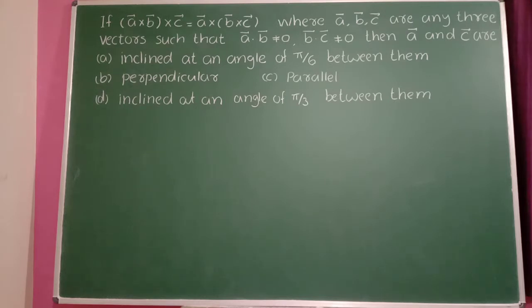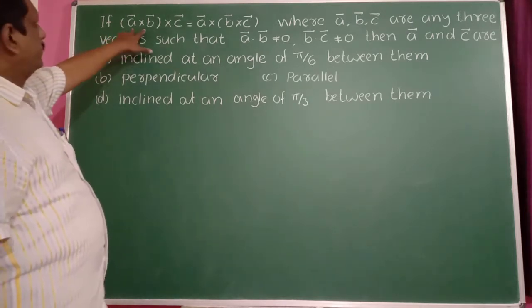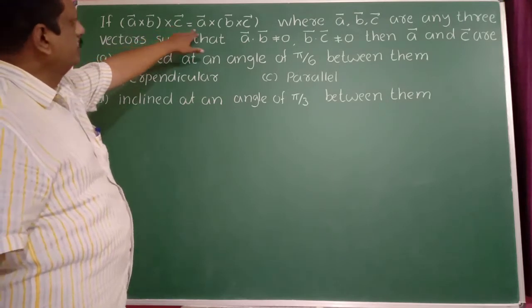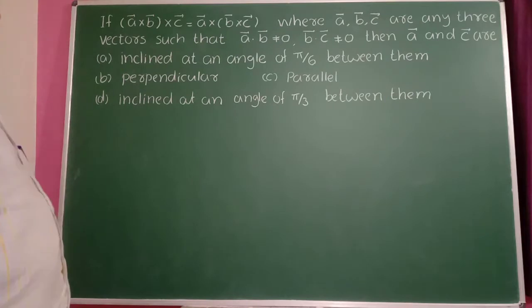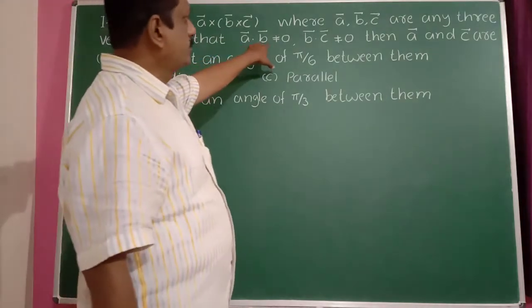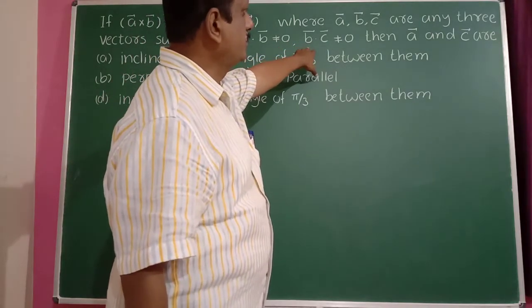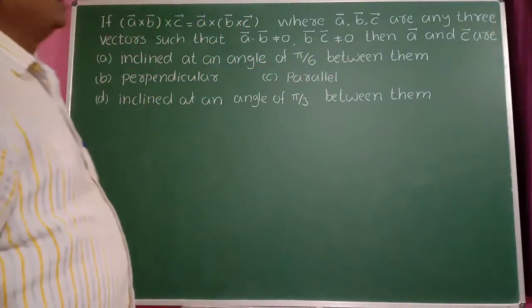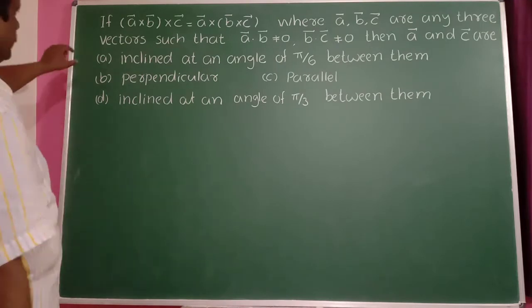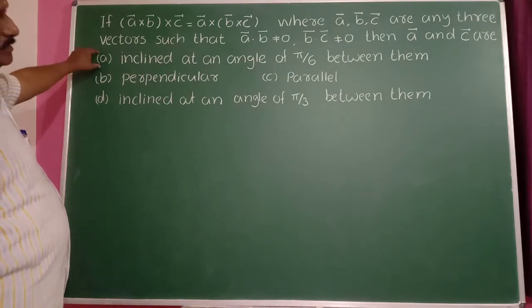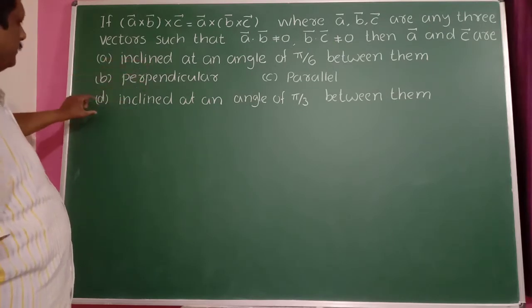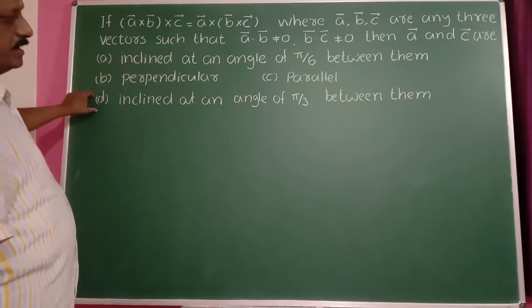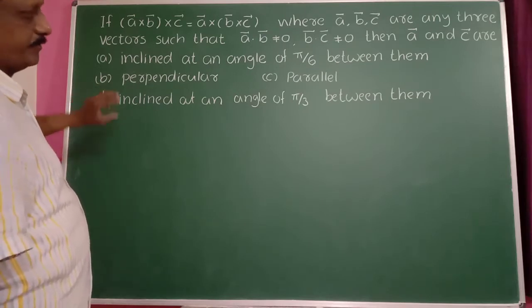So if A bar cross B bar cross C bar is equal to A bar cross of B bar cross C bar, where A bar, B bar, C bar are any three vectors such that A bar dot B bar is not equal to 0, B bar dot C bar is also not equal to 0, then A bar and C bar are: first option, inclined at an angle of pi by 6 between them; second option, perpendicular; third option, parallel; fourth option, inclined at an angle of pi by 3 between them.